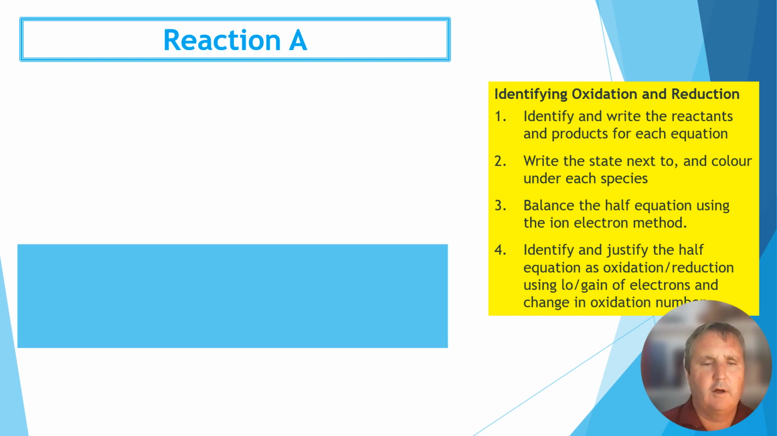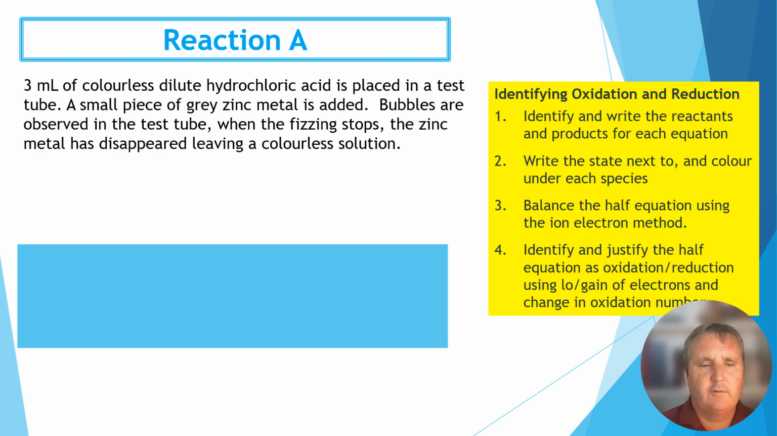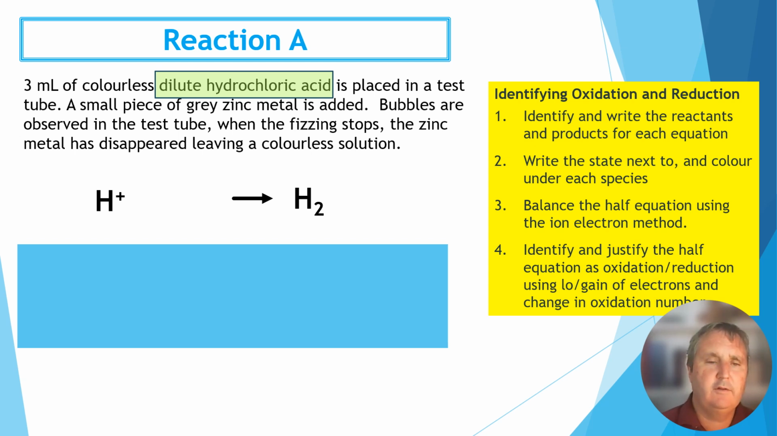So in this next slide, this is reaction A. Here is a list of the observations that we just went through in the previous slide. What we have here is dilute hydrochloric acid. Because this is dilute acid, the reason that it's hydrochloric acid is actually not important. If it was dilute sulfuric acid or dilute nitric acid, it would have the same ion that we start with, and that's this positive hydrogen ion. And remember that positive hydrogen ions can be changed into hydrogen gas.